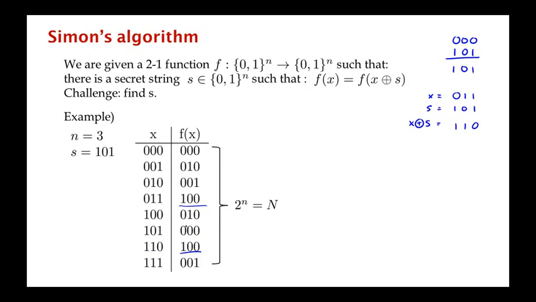And what are these two values? They satisfy this relation that this is equal to this plus 101, or this is equal to this plus 101 in this bitwise sum manner. So now our challenge is to find s. So how can we do this? Well, let's first try to understand how we could do this classically. What would a classical algorithm look like?